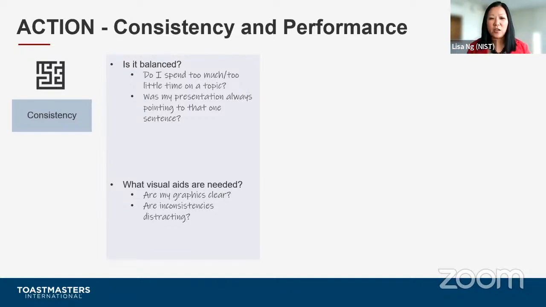You also want to ask yourself, are my visual aids clear? One of the things that always irks me the most is when people apologize for a very busy slide, instead of making the slide less busy and then not having to apologize. Or if you really need a busy slide, please don't apologize for it at all. You don't need to tell the audience that you're sorry for a busy slide, but you want to make sure that they're clear, and you want to make sure that there's no inconsistencies because they can be distracting.